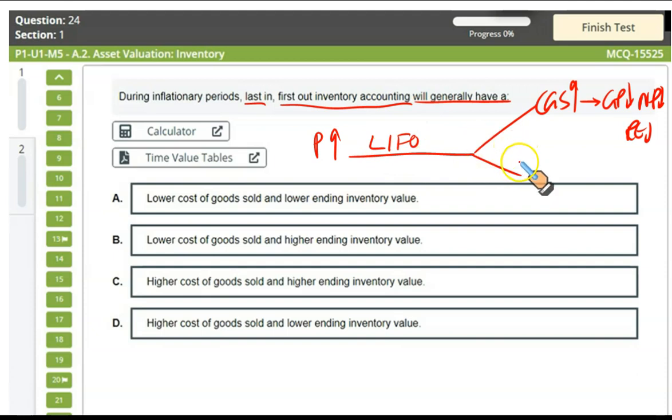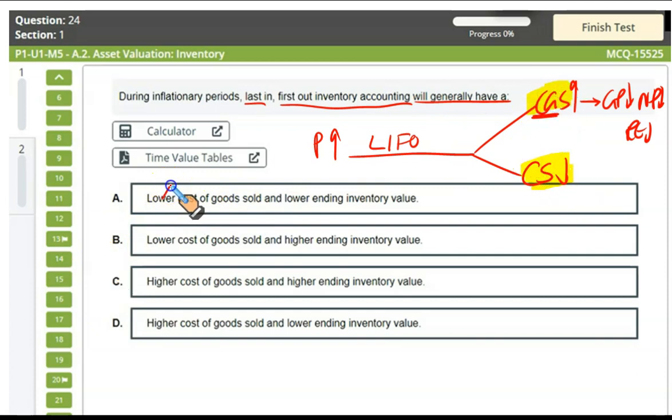And on the other side, since older costs are being transferred to closing stock, it will have lower cost. Higher costs are being charged to CGS, last in, higher cost is being charged to cost of goods sold, and the lower costs are being transferred to closing stock. So this is the arrangement. Let us see what exactly we need here. It says lower cost of goods sold. No, cost of goods sold is going to be higher.